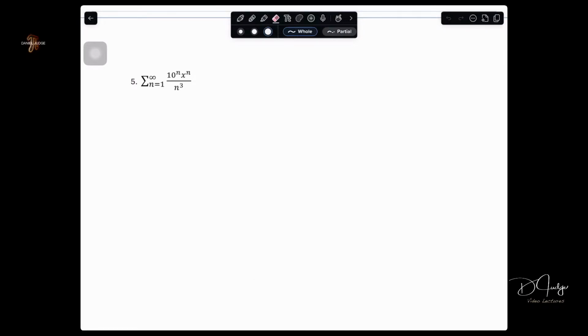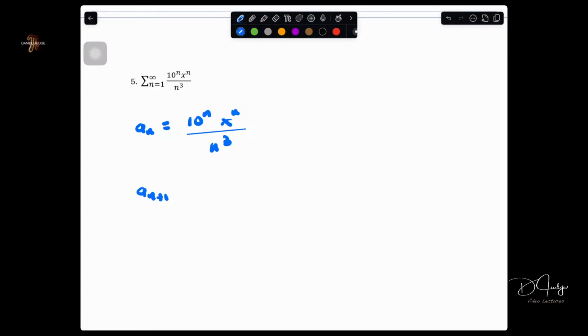Okay, we're going to work on some power series and find values of x for which we have convergence. Now, we're going to use the ratio test because every term does not have the power n. It's only in two terms. So we're going to use the ratio test.